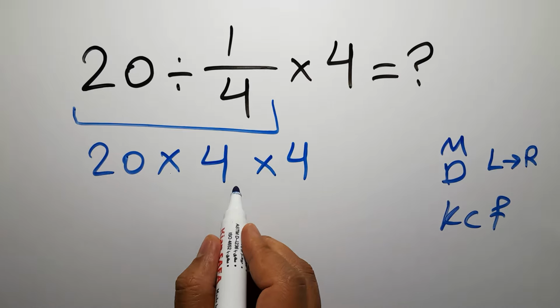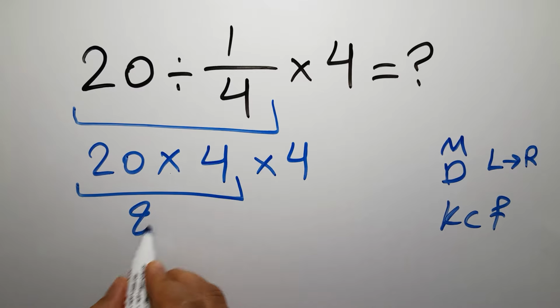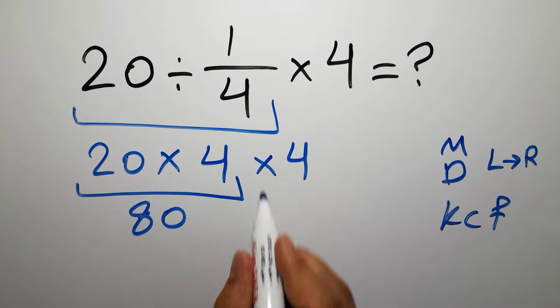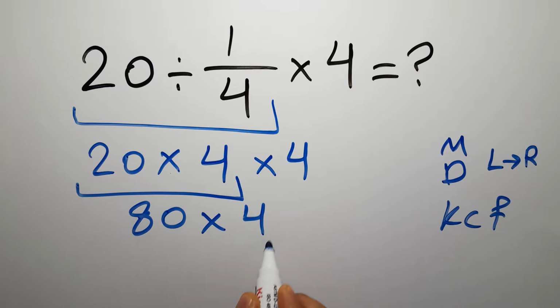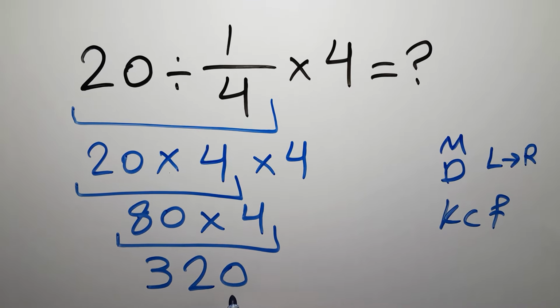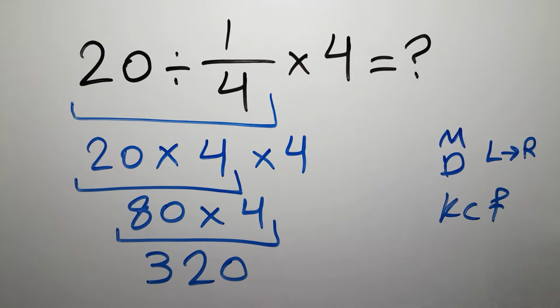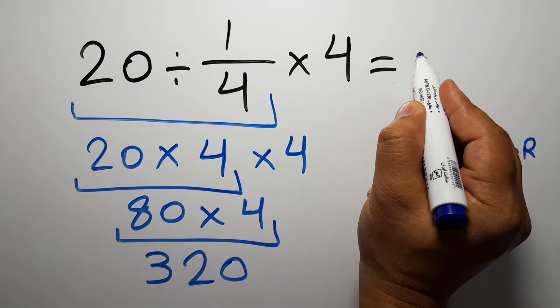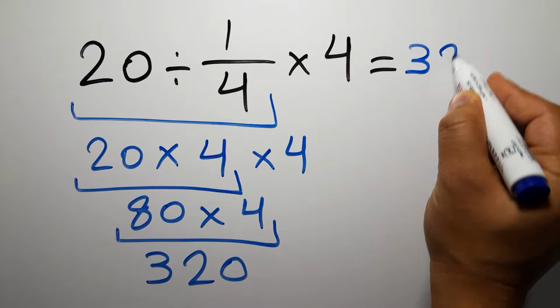20 times 4 gives us 80. So 80 times 4, which gives us 320. And this is our final value for this problem. The correct answer is 320.